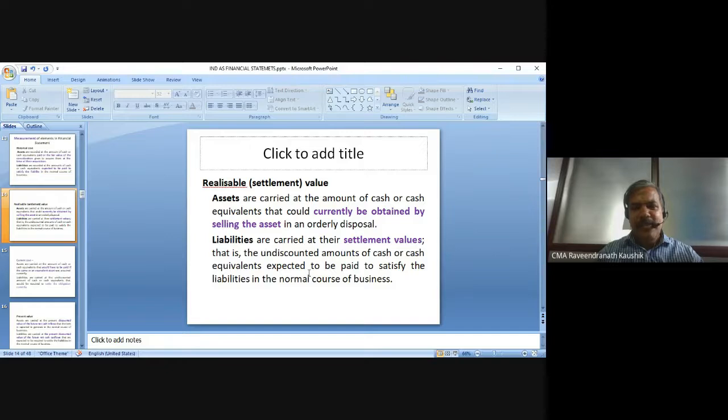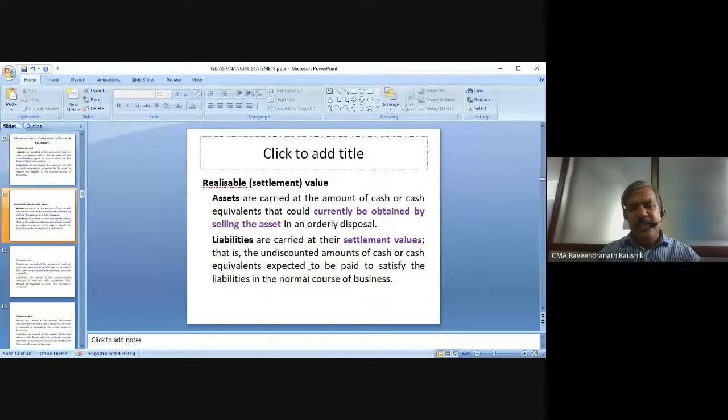In ordinary business, today I have some chairs and tables with me. I want to dispose of them. So how much does it fetch you? That's the realizable value or settlement value which is to be understood here.